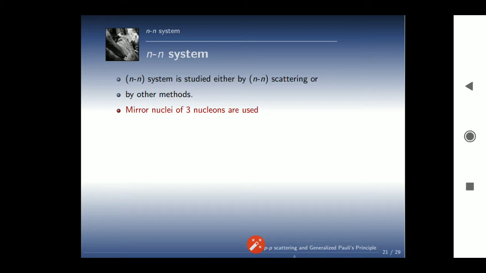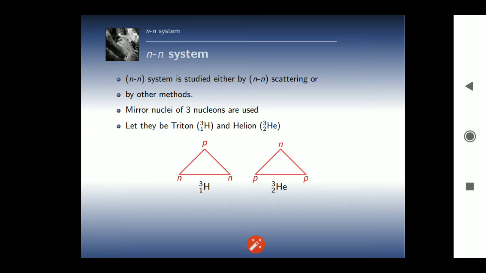The examples of 3-nucleon systems are triton, which is the isotope of hydrogen, H3, and helium 3, which is the isotope of helium, containing only 3 nucleons. These two systems are represented by H3 and helium 3: the left part is hydrogen 3 and the right part is helium 3. Hydrogen 3 contains 2 neutrons and 1 proton. Helium 3 contains 2 protons and 1 neutron.